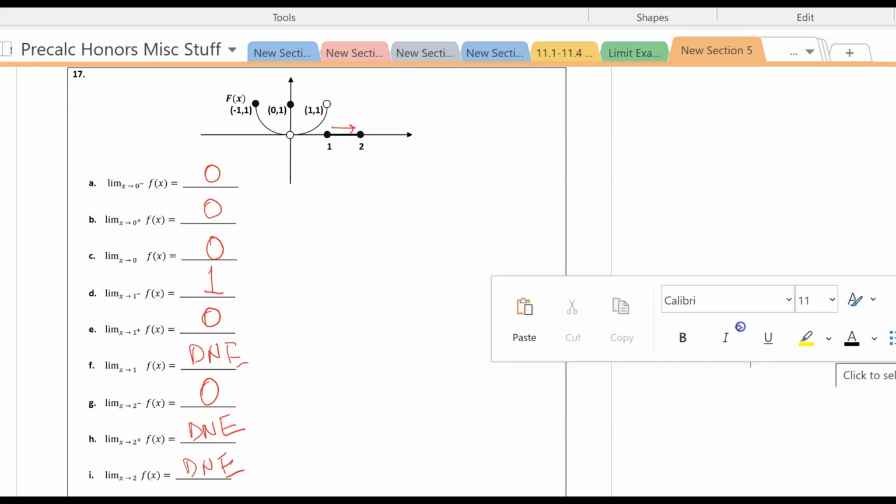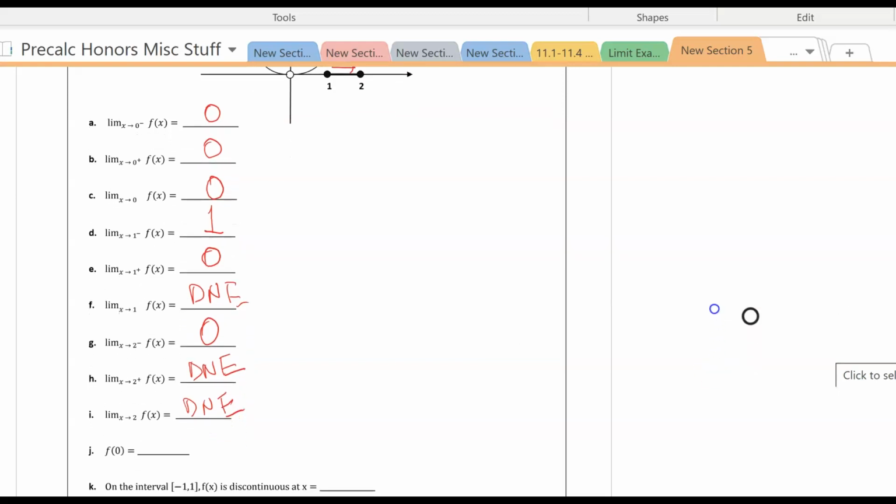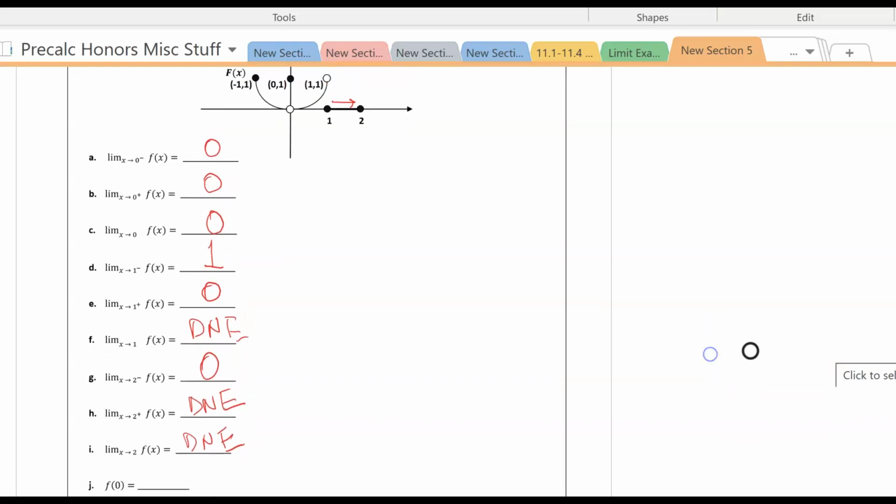Alright, so our next part here is the value of the function at 0. So even though the limit is 0 as I approach 0, the value of the function is defined to be 1.